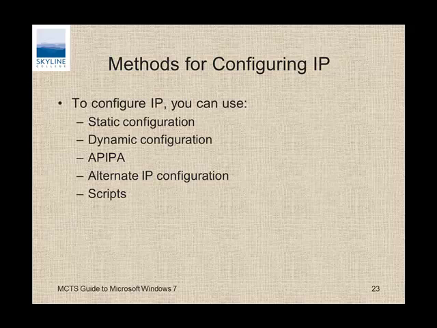Methods of configuring: static, dynamic, APIPA. What's an APIPA? It gives you an IP address, a 169.254.something.something with a 255.255 mask and no default gateway. What that tells you as a networker is that my machine is configured for a dynamic address, a DHCP address, but it can't find a DHCP server. So Windows gave me an address. 169.254 is actually an address range that Microsoft owns.